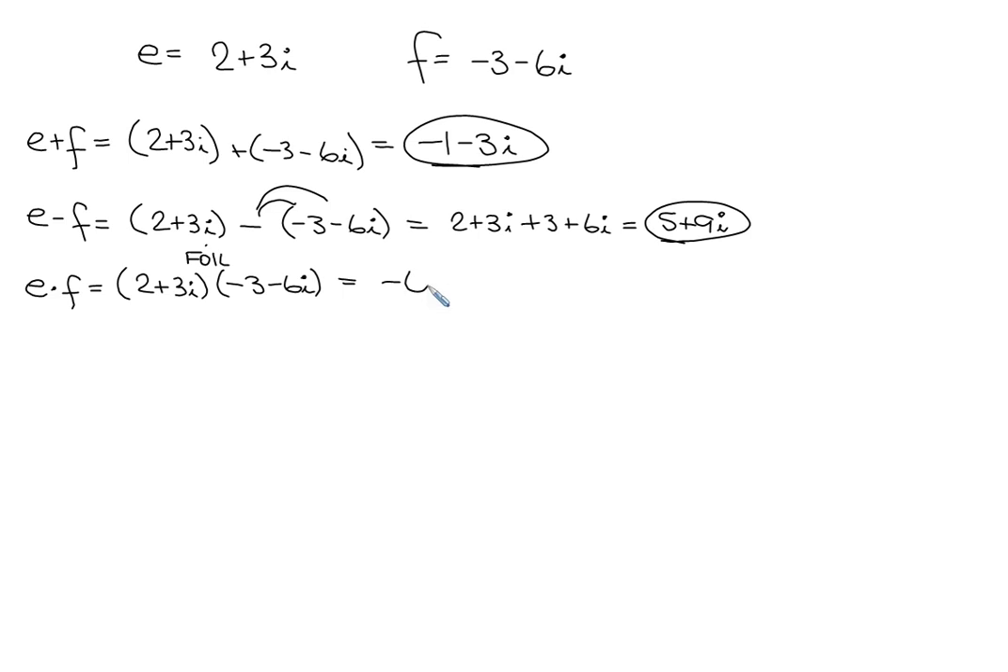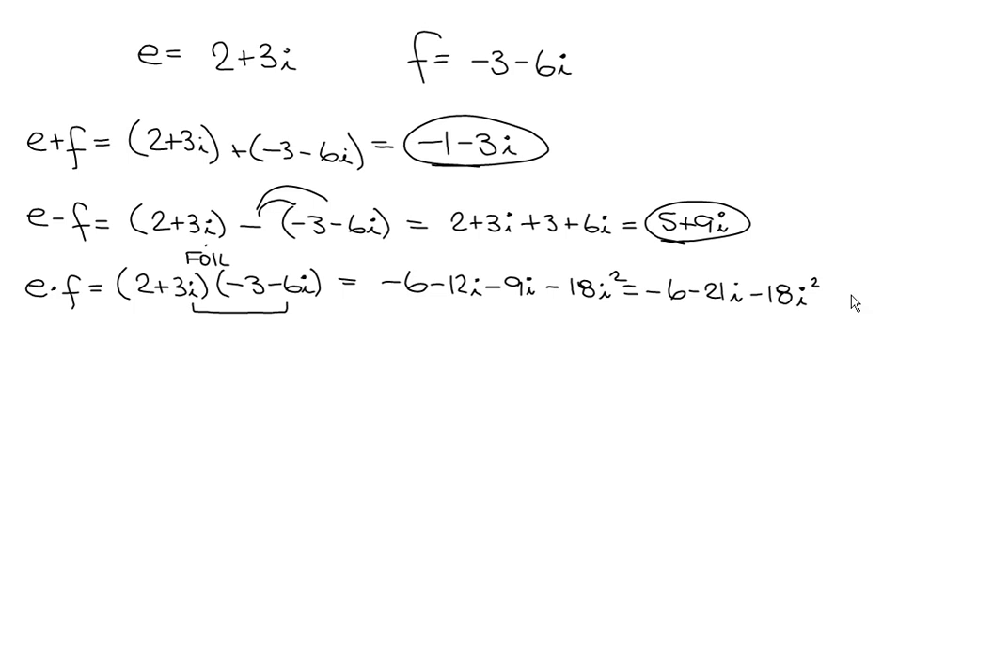So when we do first times first, we get negative 6. The outers give us minus 12i. The inners give us minus 9i. And what does last times last give us? Good. Negative 18i squared. I times I is i squared. So this now gives us negative 6 minus 21i minus 18i squared.